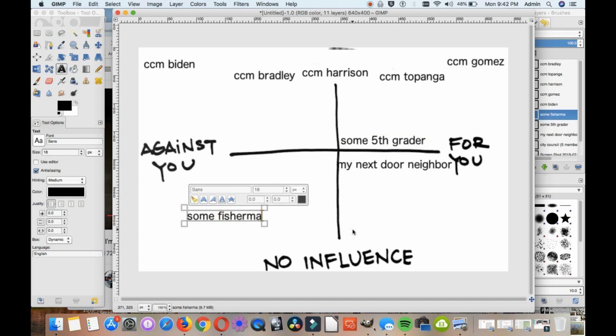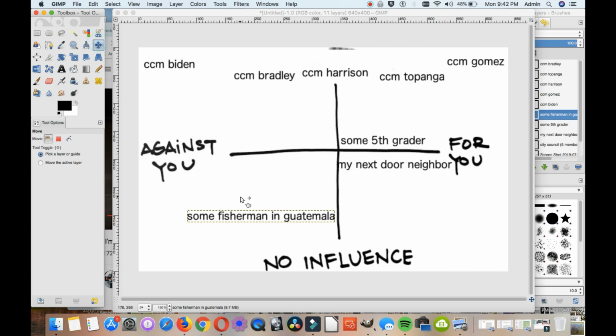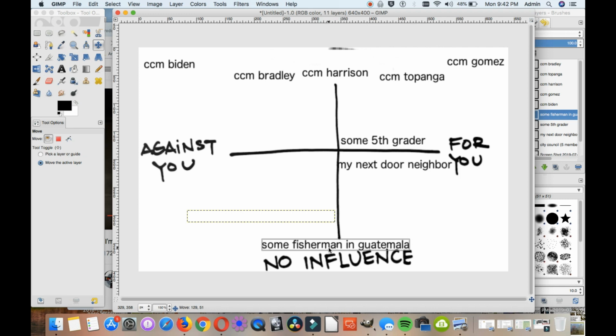Let's see. Some fishermen in Guatemala. So I'm throwing pretty random things in here on purpose just to open up the conversation. No influence on my local city council, which is some city in the United States. Again, that really depends. Is this guy against me? I don't know. I've never talked to this person. This is literally a random person on the other side of the world. So realistically, they don't even belong in the equation.